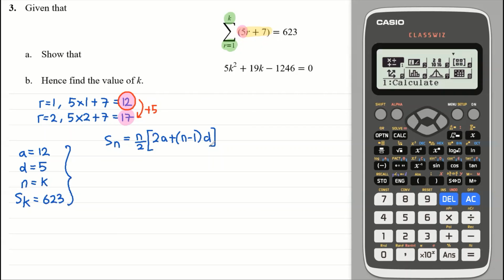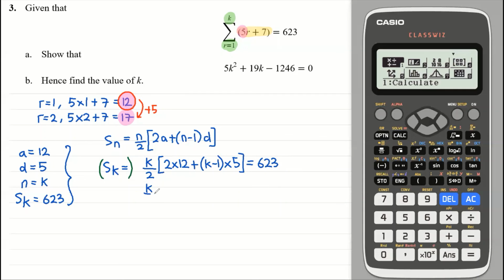Now, in this case, we know that the sum of k terms, which I'll just put in parentheses like that, because it's actually given a value. So we actually know what this is. That's going to be n over 2, so this is k over 2 in this case, multiplied by 2a. So that's 2 multiplied by 12, added to k subtract 1 multiplied by d, which is 5. And we know the answer is going to be 623. Let's tidy this up now.